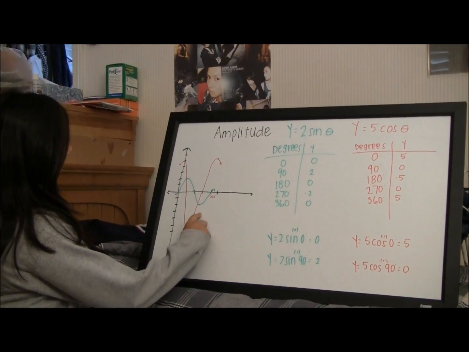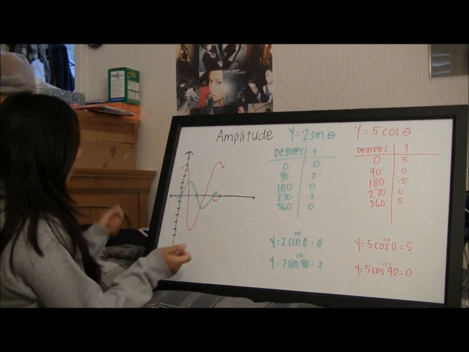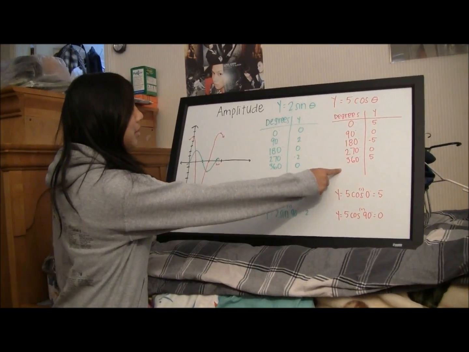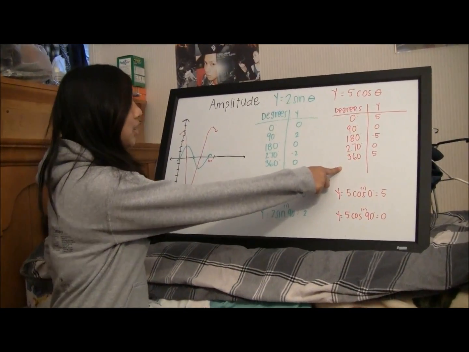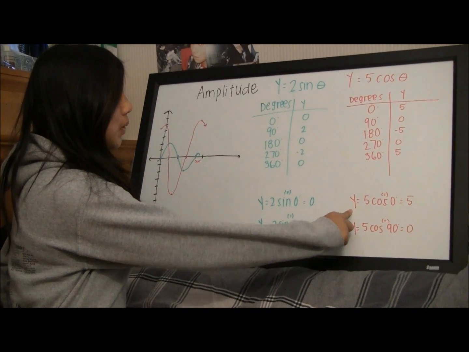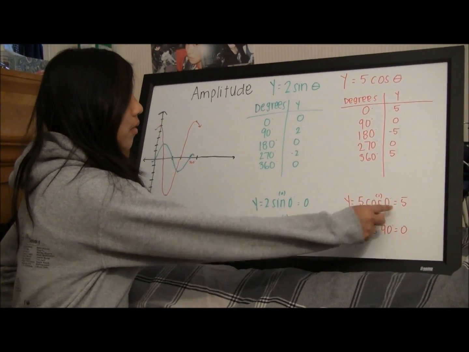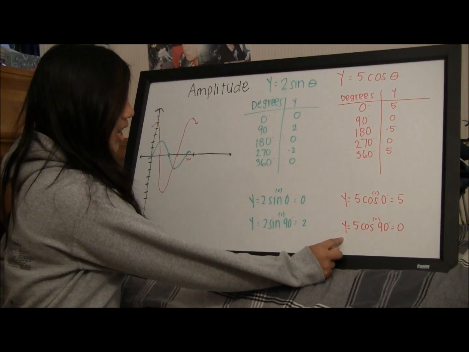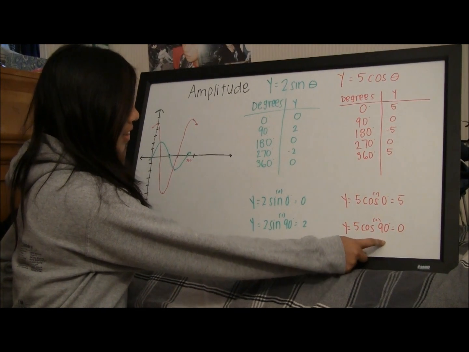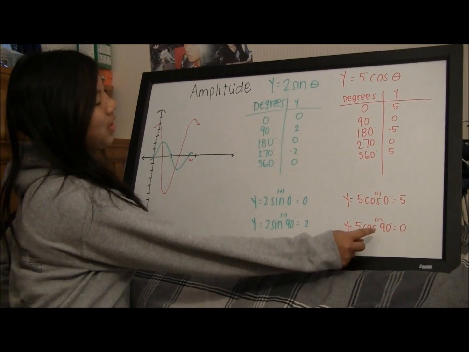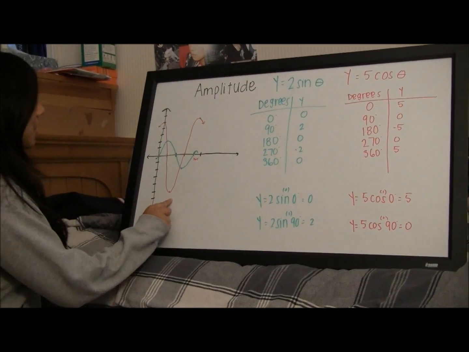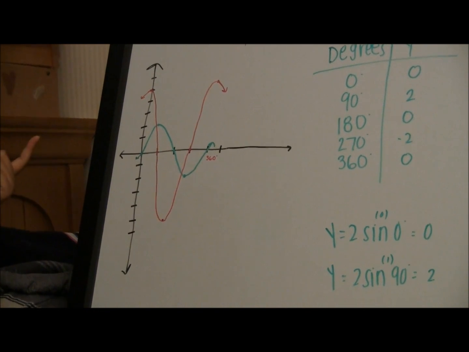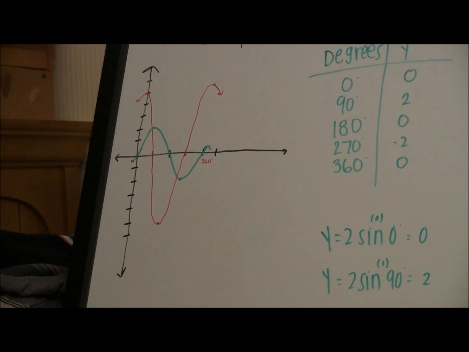And as you can see here, the parent sine graph is just vertically stretched by 2. Now for the cosine graph. For the cosine graph, I also made a table and plugged in the degrees to get the points. Y equals 5 cosine 0 degrees equals 5, because cosine 0 degrees is 1 times 5 equals 5. For the next point, y equals 5 cosine 90 degrees equals 0, because cosine 90 degrees is 0 times 5 is 0. And as you can see over here on the red graph, the parent function of cosine is stretched vertically by 5.